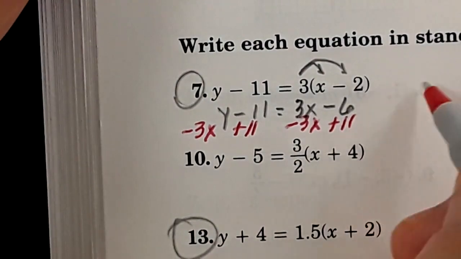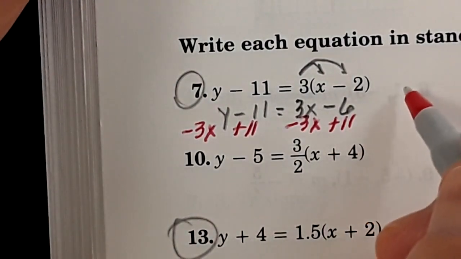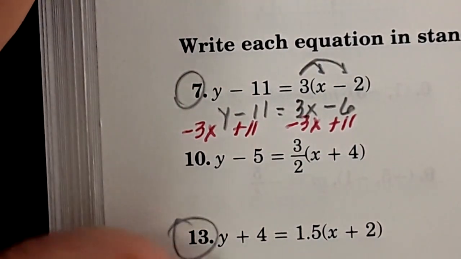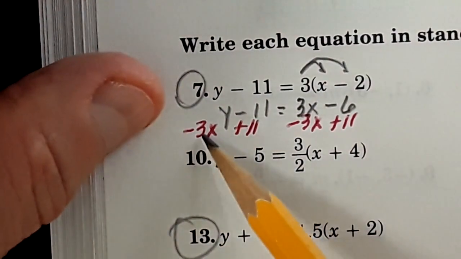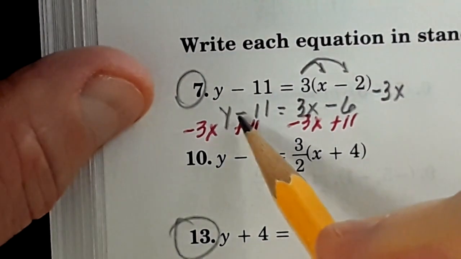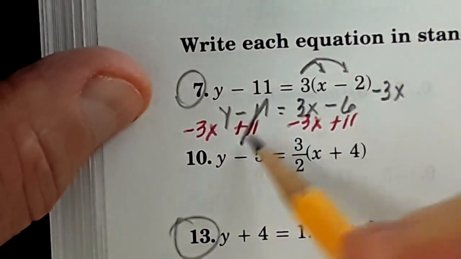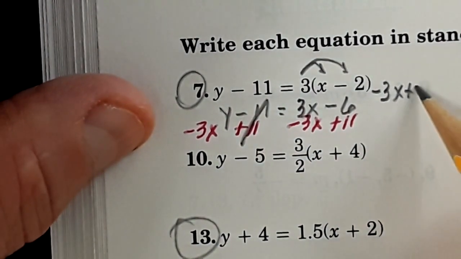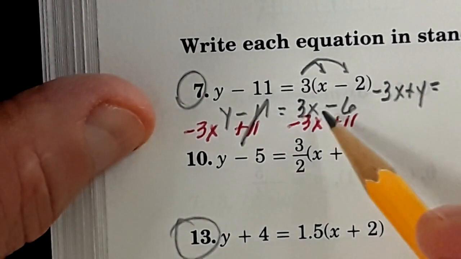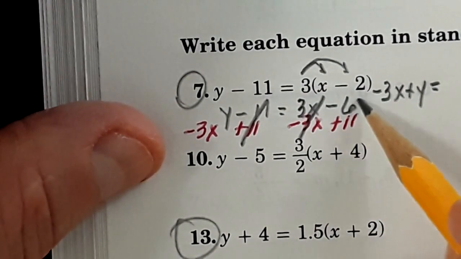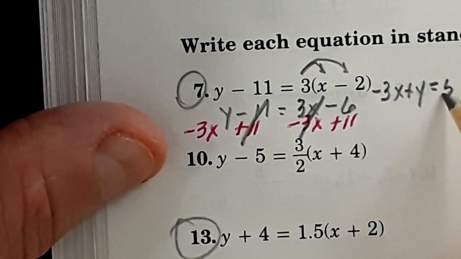So now I'm going to write my equation right here. On the left side, it's going to be -3x plus the y. This -11 plus 11 crosses out, so plus y equals, this crosses out to 0. -6 plus 11 is 5.